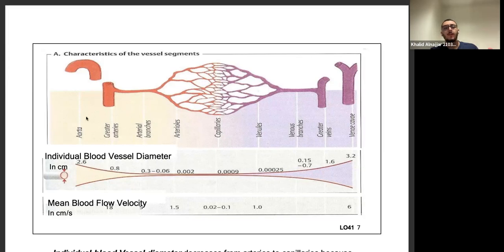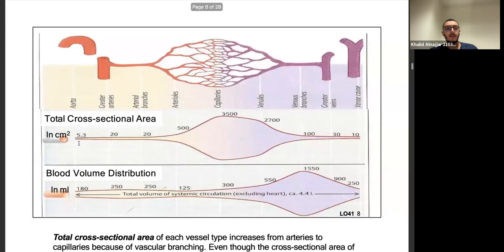Take an example, the aorta. The aorta has the widest diameter among all the vessels, okay? And widest diameter means the smallest cross-sectional area, right? Look at it here again. Widest, this is the aorta, has the widest diameter. It also has the smallest cross-sectional area.